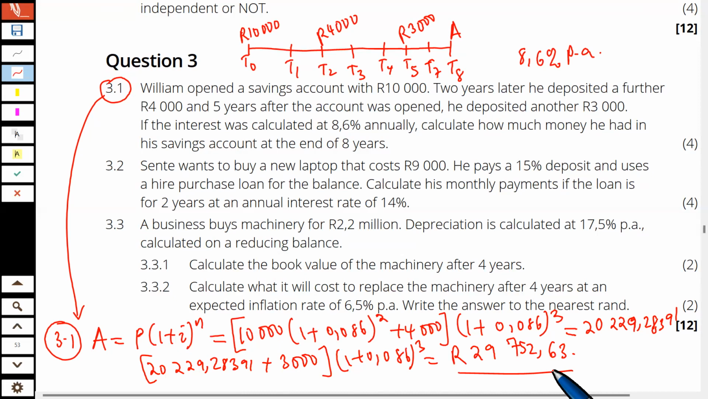Right, the next question is about Sente. Sente wants to buy a new laptop that costs 9,000 Rand. He pays a 15% deposit and uses a hire purchase loan for the balance. Calculate his monthly payments if the loan is for 2 years at an annual interest rate of 14%.